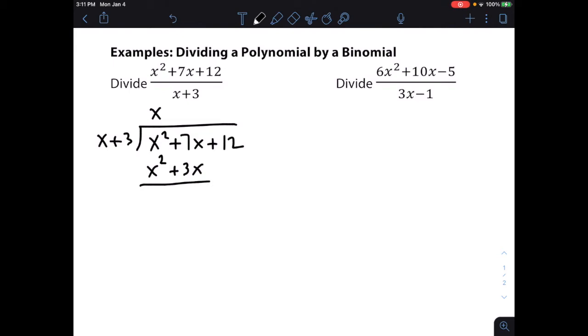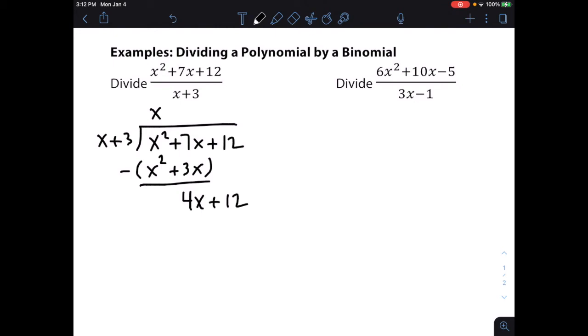Okay, and this is where it gets a little bit tricky because what we have to do is subtract this. So our goal is always to eliminate the first term, and the x squared is going to be eliminated because x squared minus x squared is 0, and we're not even going to write the 0 there. But then we have to remember, with the second one, it's a plus 3x, but we're subtracting it. So it's 7x minus 3x is 4x. And then similar to the long division with plain numbers, we bring down the plus 12. And now we're going to repeat the process.